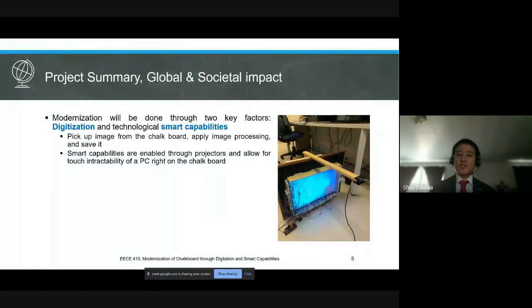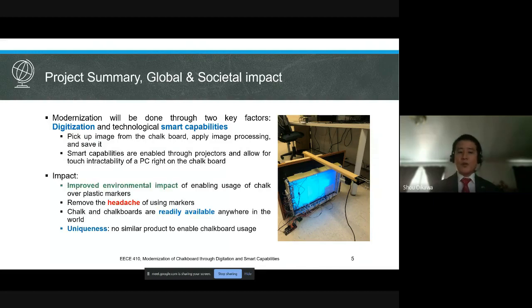So the modernization will be done through two key factors: digitization and smart capabilities. Digitization is simply going to pick up the image from the chalkboard, apply image processing, and save it, so it can be sent to other students after class. And for the smart capabilities, you're going to be able to use the computer right on the chalkboard by interacting with the IR mesh that we're going to have on the chalkboard.